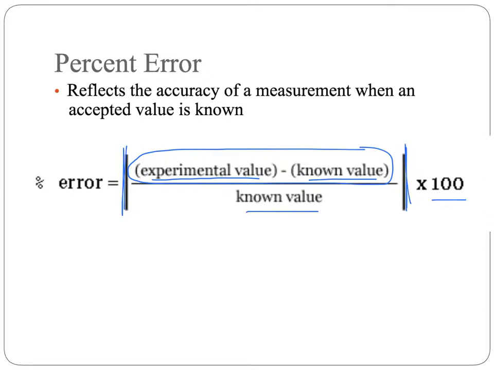If the percent error is a small number, it's saying that your value is accurate. It's very, very close to the known value. If it's a larger number, well, then your number is way off what the accepted true value is. So percent error is a calculation that you will be asked to do in lab.